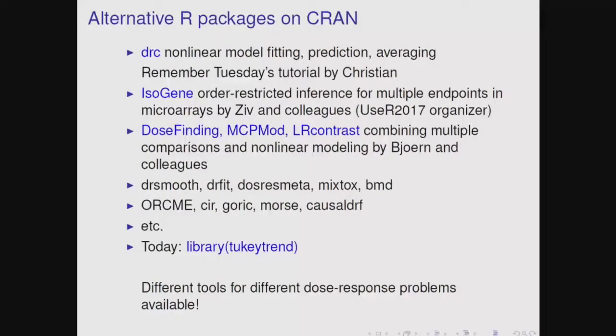What's available in CRAN? Important package by Christian Ritz. He gave a tutorial in the beginning of this conference: drc. This is focused really on nonlinear models, prediction, model averaging, model selection. IsoGene by Ziff and co-workers is order-restricted inference in general for multiple endpoints, particularly for microarray data. And then there's a cluster of packages, DoseFinding, MCPMod, and recently LRcontrast.